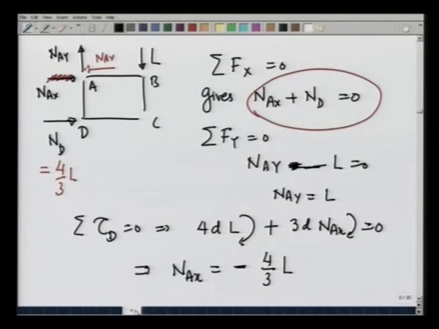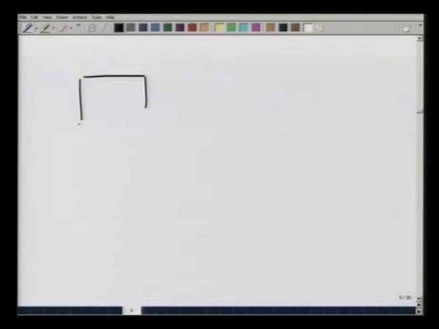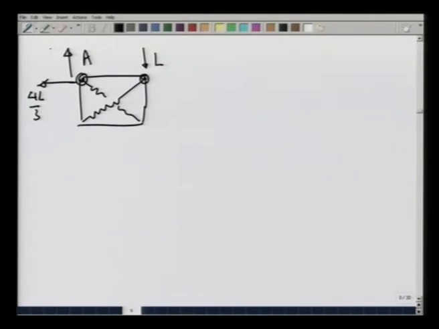So, now we know the external forces in the system. What we have is L here at point C. At point A, I have a force acting towards the left, 4 L by 3, and a force acting vertically up, L. I have a force acting on this joint in this direction, 4 L by 3, and I want to calculate the other forces. This is point C, this is point D. Let us take the joint D, or the pin at D, and see what the forces on D are.